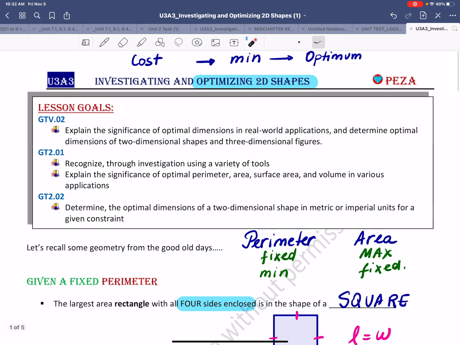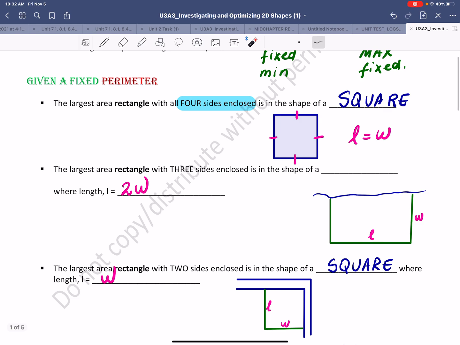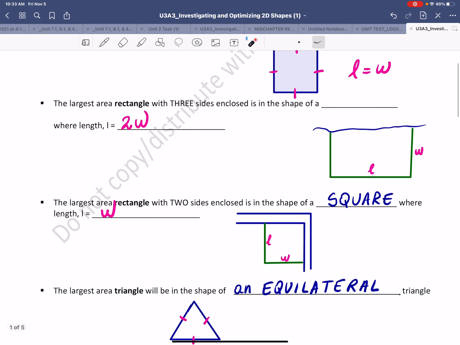So far we've talked about how to find the maximum area given a fixed perimeter, and we said that the maximum area rectangle with all four sides enclosed must be a rectangle in the shape of a square where length equals width. The maximum area rectangle when three sides are enclosed must be a rectangle where the length and the width are related by the equation length equals twice the width.